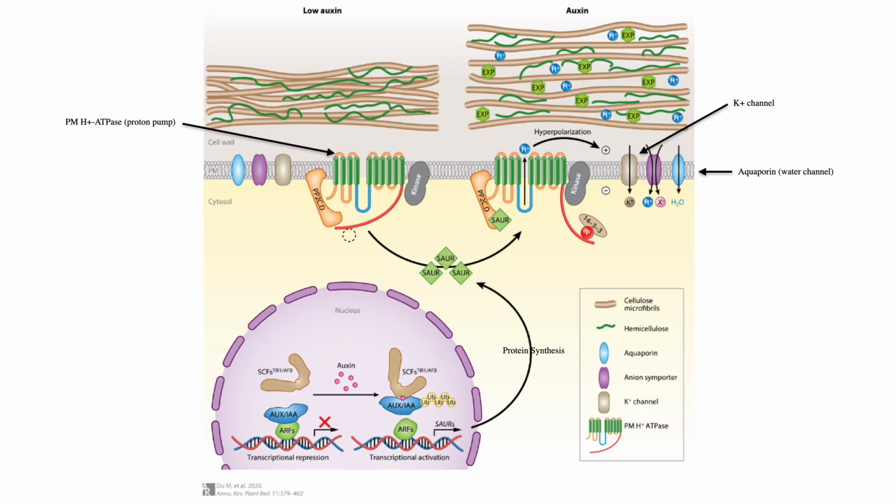Proton pumping also hyperpolarizes the plasma membrane, which activates inward rectifying potassium channels and energizes proton-coupled anion symporters, seen here as X minus. These transport activities maintain solute uptake needed for sustained water uptake and turgor pressure maintenance to drive cell expansion.